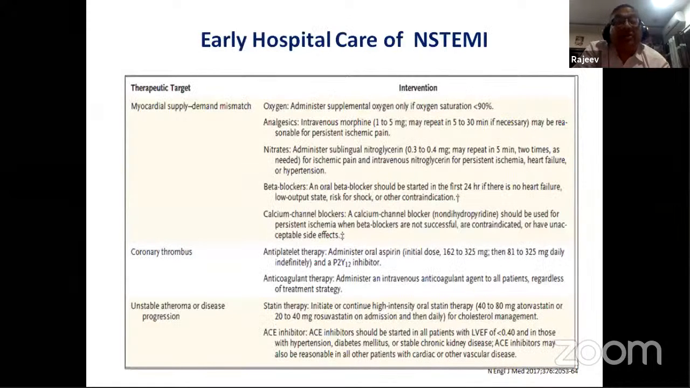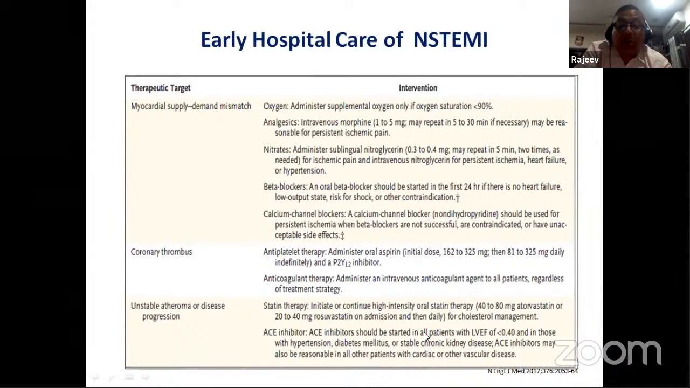Early hospital care, again. First we have to treat myocardial supply demand mismatch by giving oxygen, analgesics, nitrates, beta blockers, calcium channel blockers. Then the coronary thrombus is to be tackled with antiplatelet therapy by administering oral aspirin and a P2Y12 inhibitor. Anticoagulant is administered as an intravenous anticoagulant to all patients regardless of treatment strategy. For unstable or progressive atheroma, you should use statins.